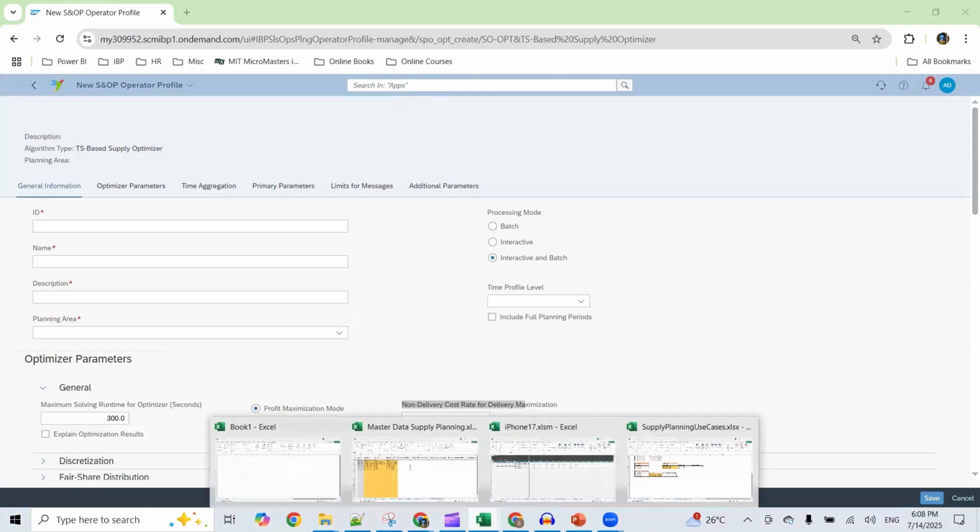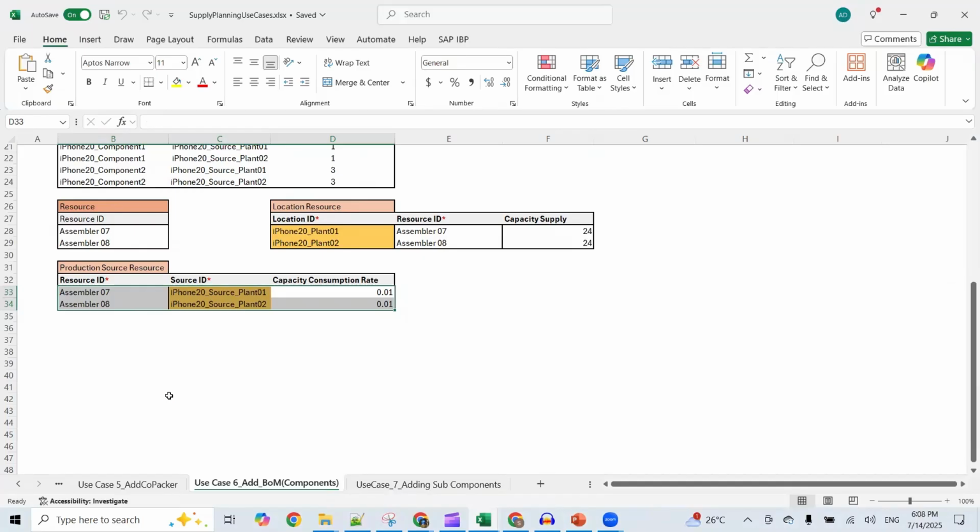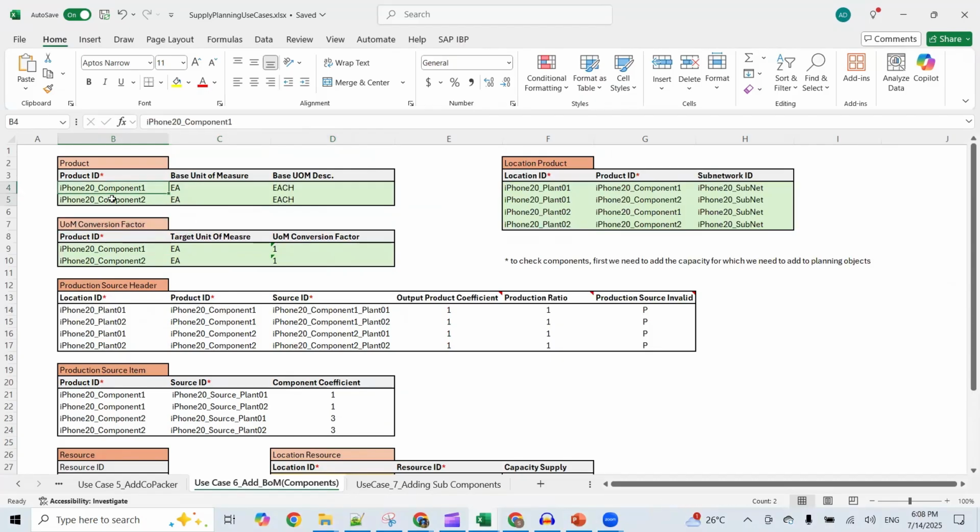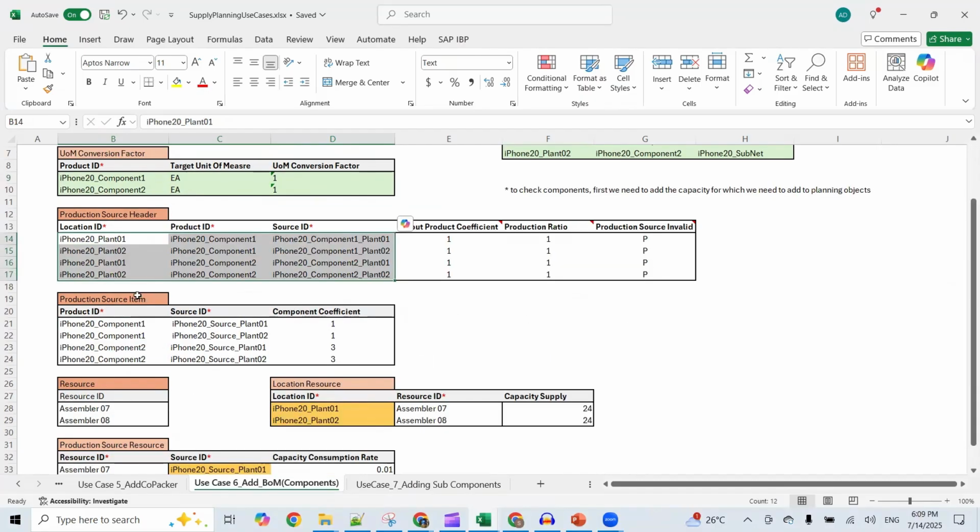So before jumping to the master data, I have created a summary of this use case. The summary is that we are adding two components, and in the product master data, we must add those components. We must declare that in the unit of conversion factor, we should have a production source header where we are defining the source ID, and then we have the production source item because it is a bill of material. So we are defining the bill of material in the component where we are saying that component one is required in 1 unit for each finished product, whereas 3 units of component two are required.